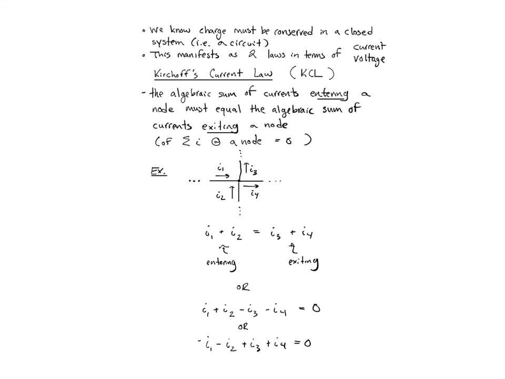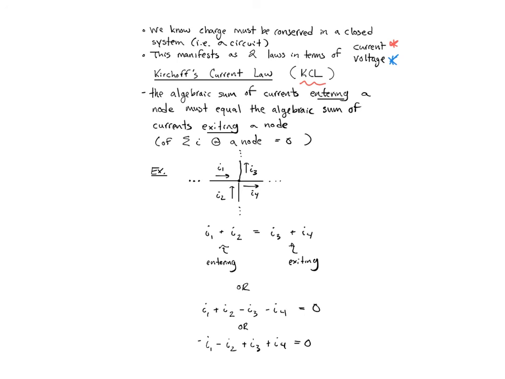Okay, so we know that charge must be conserved in a closed system, i.e. a circuit. So this manifests as 2 laws. One of the laws is going to be in terms of current, and one of the laws is going to be in terms of the voltage. So first, Kirchhoff's current law, or KCL, is defined as the algebraic sum of currents entering a node must be equal to the sum of currents exiting a node. In other words, the sum of all currents at a node must be equal to 0. Hence the manifestation of charge conservation.